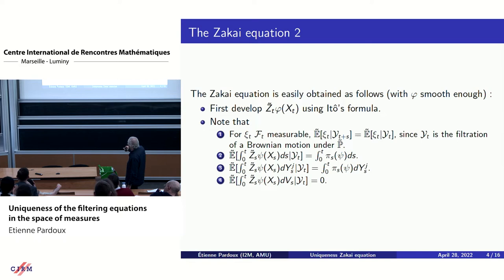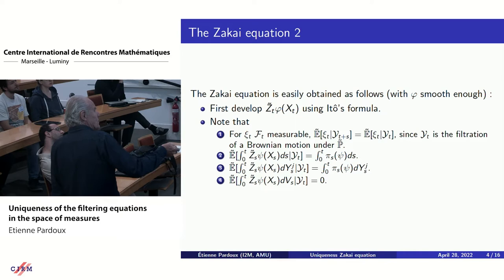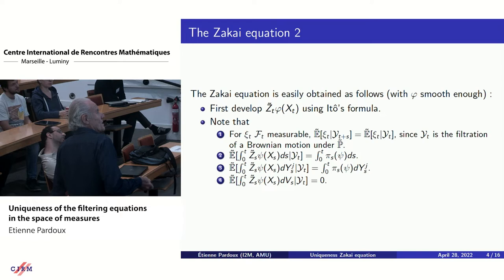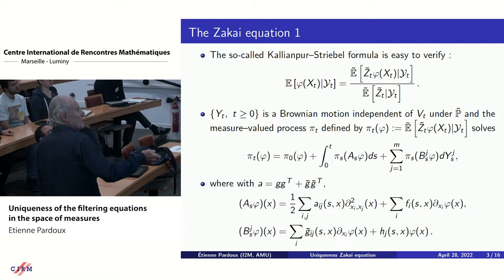With respect to v, if you take a stochastic integral with respect to v, which is another Brownian motion independent of y, then this conditional expectation is zero, because this stochastic integral is orthogonal in L2 with any stochastic integral with respect to dy. Okay, so using this, you just easily obtain this Zakai equation.